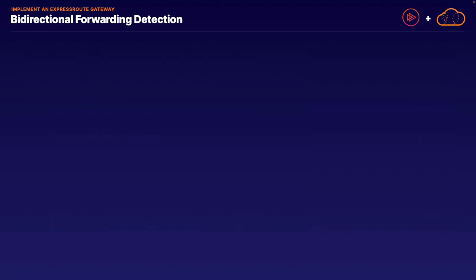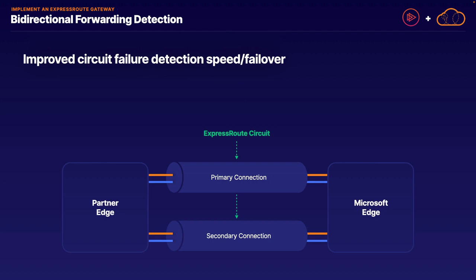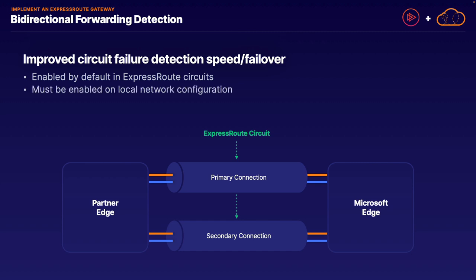bidirectional forwarding detection. Really, all you need to know about this feature is that it is enabled by default in new ExpressRoute circuits, which greatly improves circuit failure detection speed and especially your failover times from your primary connection over to your secondary connection. Now, from a configuration perspective on the ExpressRoute side, there really isn't anything you need to configure because it is enabled by default in any new ExpressRoute circuits.